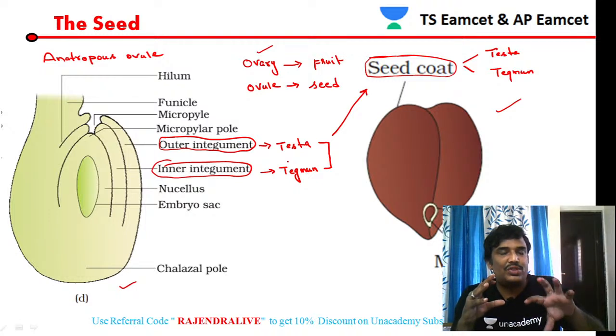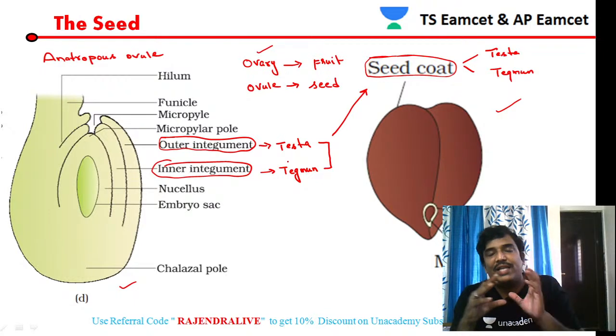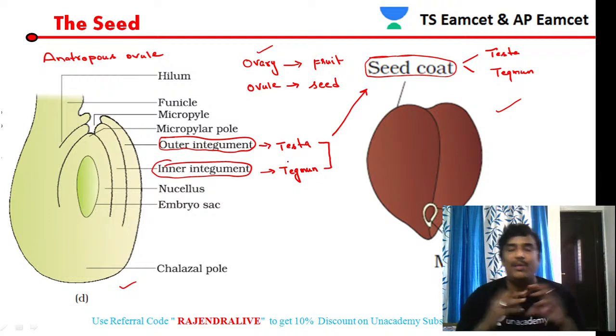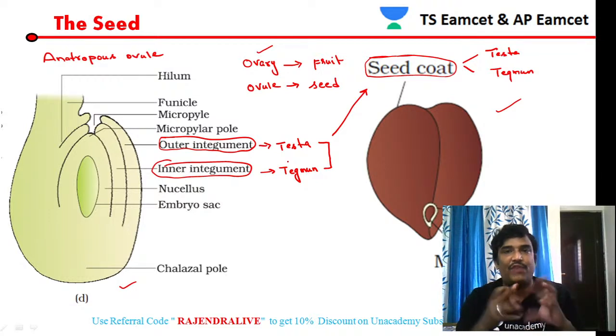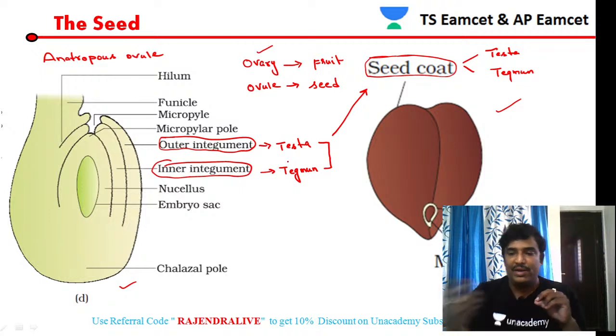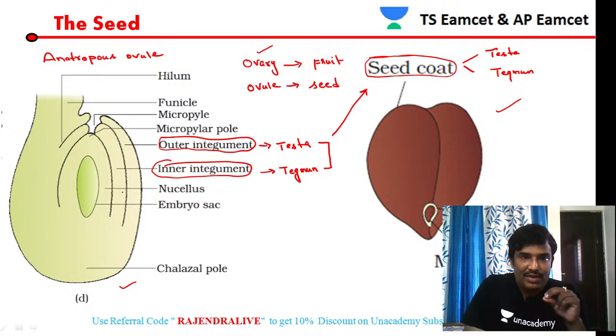So multiple choice questions they'll ask you: testa is developed from which part of the ovule? Testa is developed from the outer integument of an ovule, whereas tegmen is developed from the inner integument of the ovule. So testa and tegmen together form the seed coat. Like that, you can see that inside the ovule we have the nucellus. This part is called the nucellus. And this is the embryo sac, where fertilization takes place.